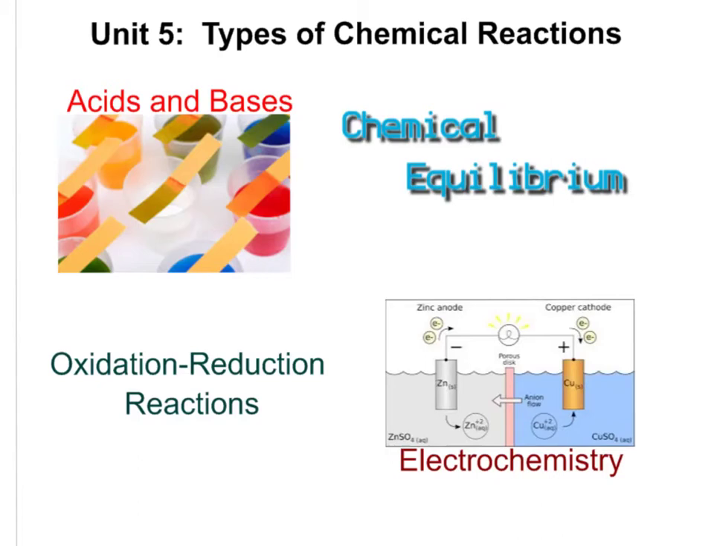And here we go. We're at Unit 5 now. This is going to be an exciting unit. We're going to be looking at different types of chemical reactions more in depth. So some of those reactions, we're going to look a little more in depth at acids and bases. We're going to look at something called chemical equilibrium and how that affects our reactions.